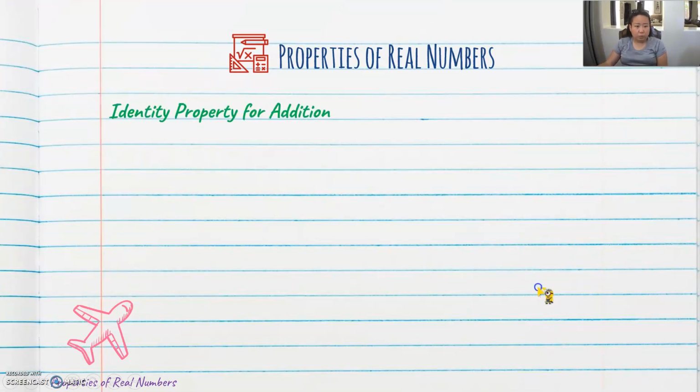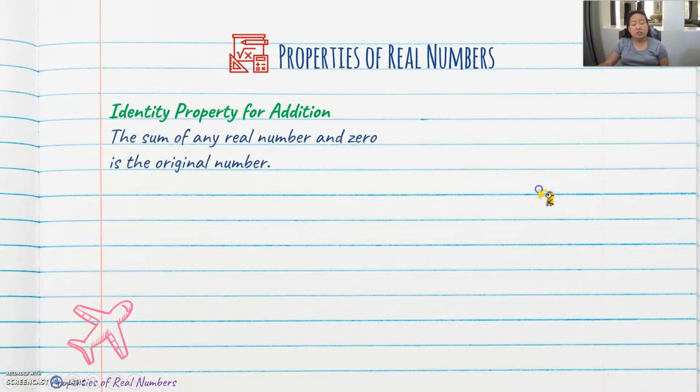We also have what we call the identity property of addition. In this case, any number that you add to 0 will result in the original number. That's why it's called the identity property. It keeps the number. So let's say we have 2 plus 0, it's still going to be 2. It retains the same number.